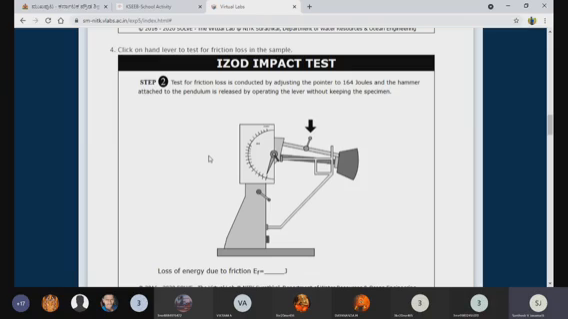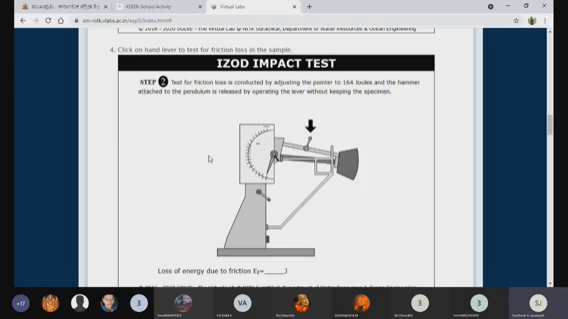Here also the same case. That's why we need to remove the frictional losses in the material. Without placing the sample, we raise the pendulum and release it. Whatever value it shows, you note it, then subtract that value from the overall energy absorbed by the material. That's one case. This is very, very important.